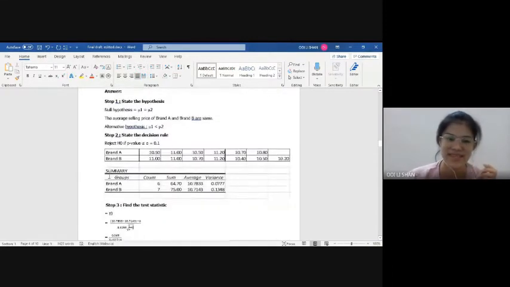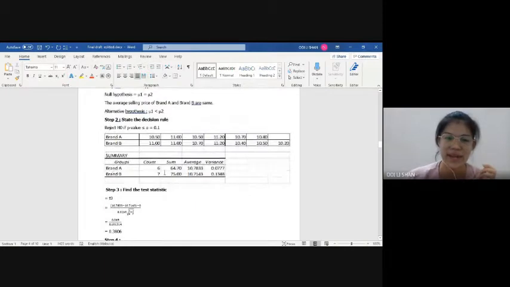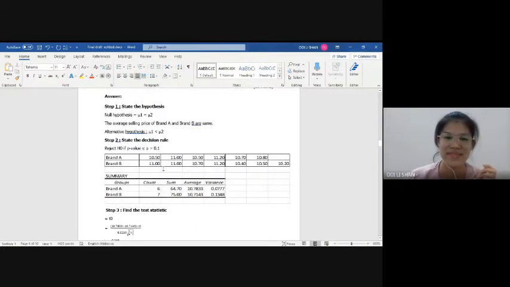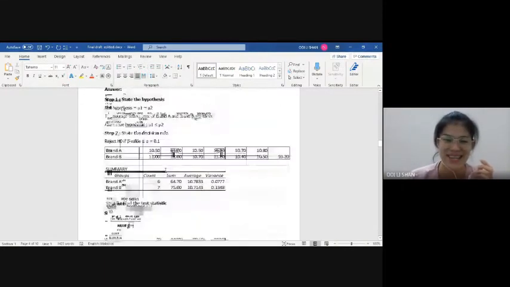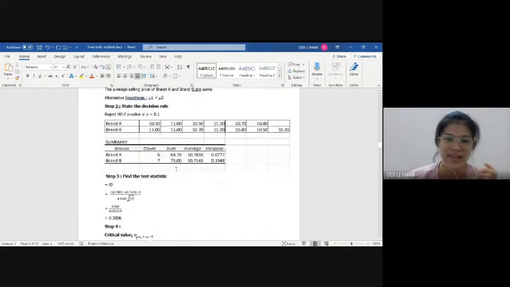And we can summarize that brand A has six prices and brand B has 7 prices, and the sum of brand A is 64.7, brand B is 75. The average is the mean, and we can take the sum and divide by the number of prices, and we get 10.7833.